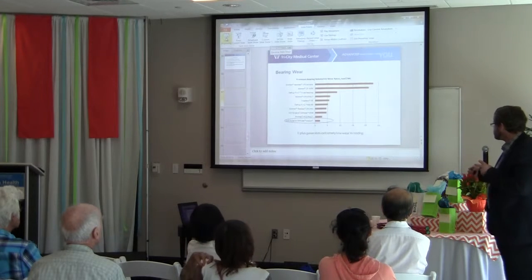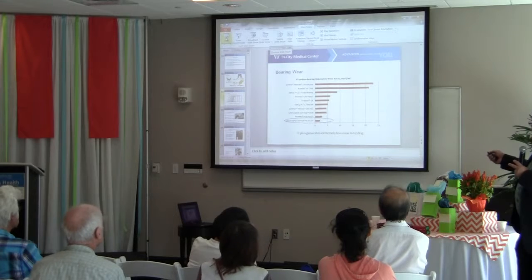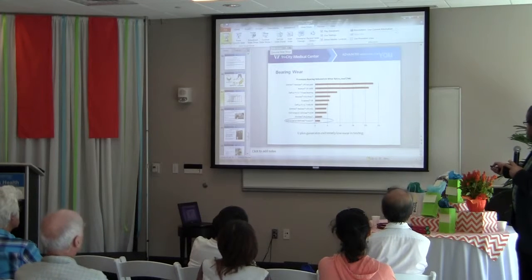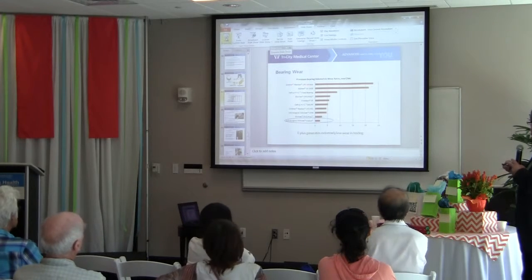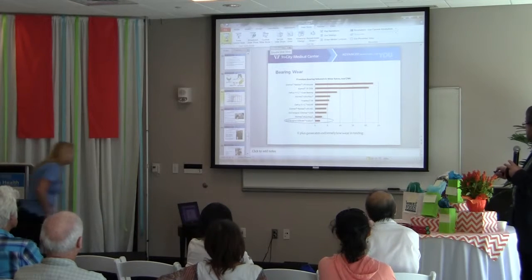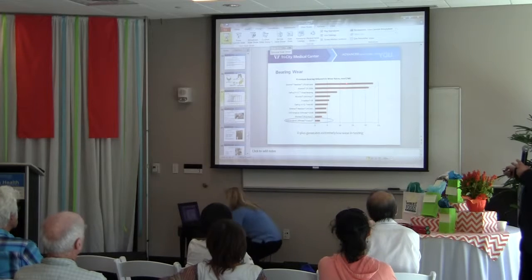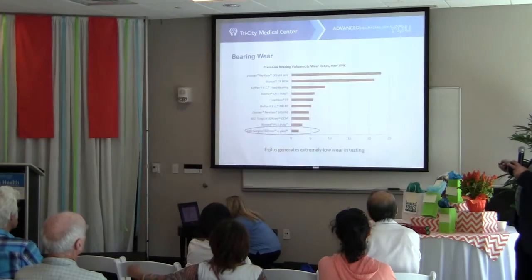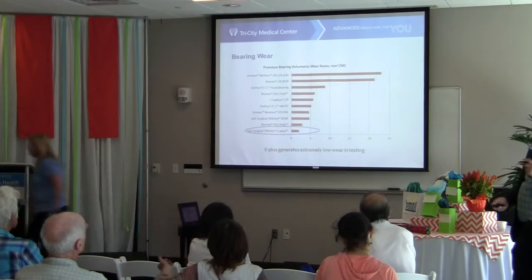Okay, this is just a graph showing you the differences in the polyethylene wear. So this is a very common Zimmer knee that people were using regularly. This is that new vitamin E knee, and you can see that the wear characteristics over millions and millions of cycles is significantly less than the old type of knee joint.